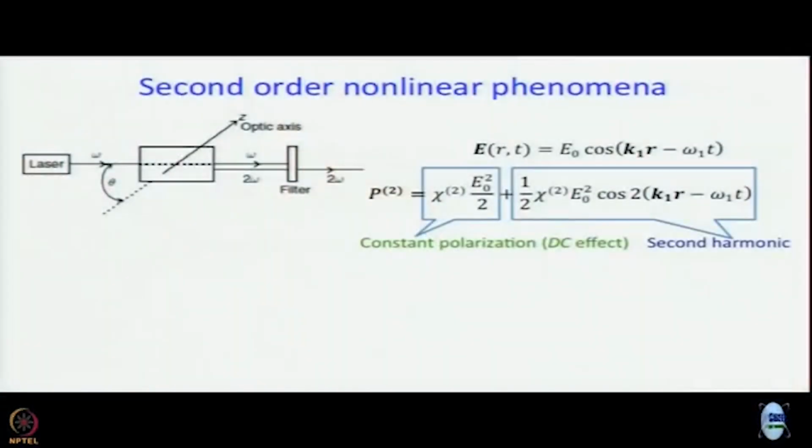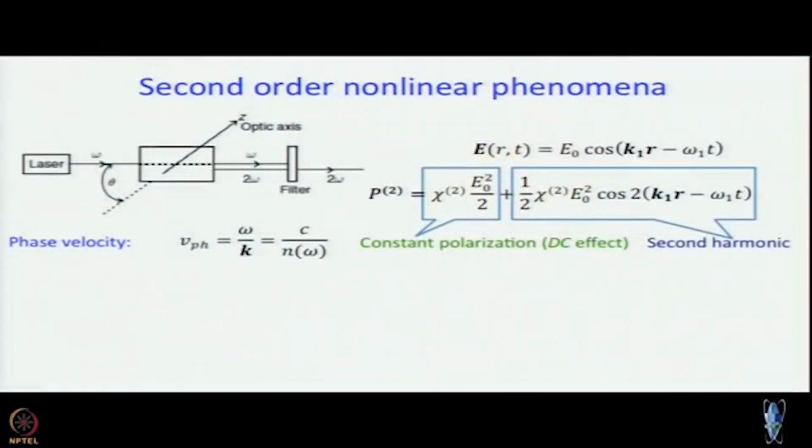Okay, this is where we stopped in the last module. We are talking about second order nonlinear phenomena, and we have arrived at an expression for the second order polarization, and we see that it consists of two terms. One is a constant polarization, which is called DC effect, and the second one is the term that is responsible for second harmonic generation. And the reason why we say that this is the term that is responsible for second harmonic generation is that it is associated with an angular frequency 2 omega 1, which is double the frequency of what we had started with. Okay. Now, let us go ahead and see how to actually get the second harmonic generation.